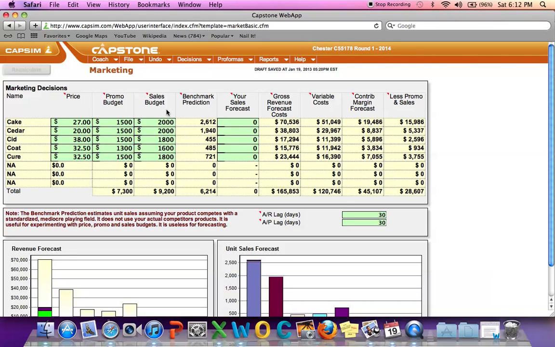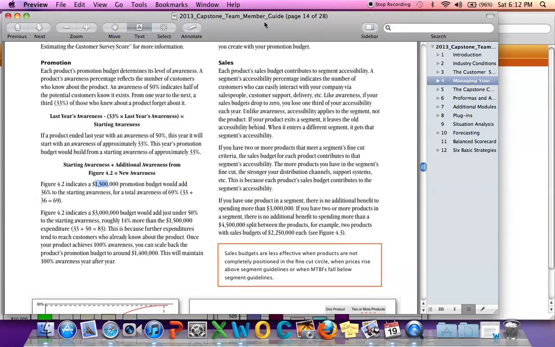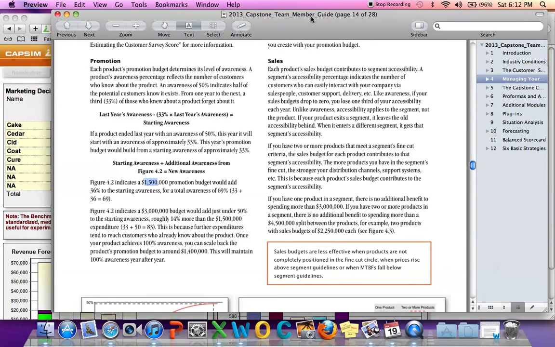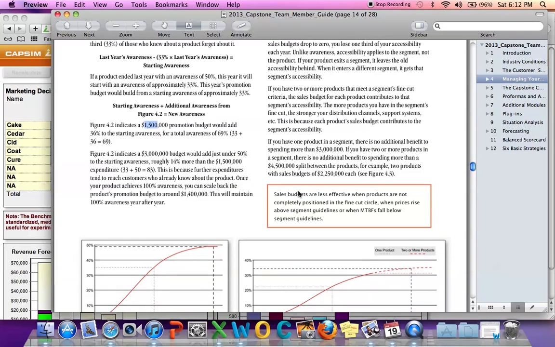Okay, moving on to sales. Sales is your accessibility in the marketplace. It's how accessible you are to the customer. We're talking product lines and customer service reps and facilities and things like that. So the money that you put in here is going to go towards the accessibility of your product.